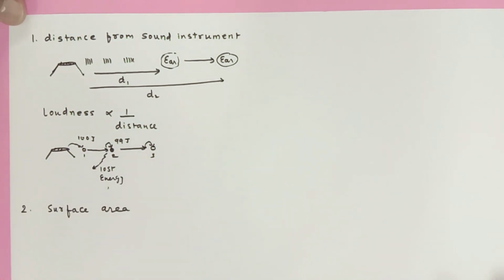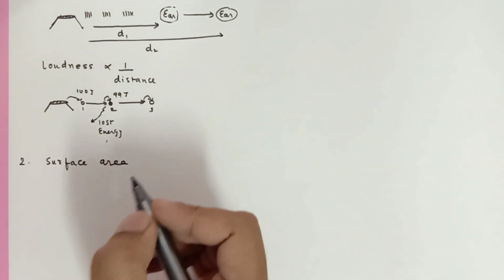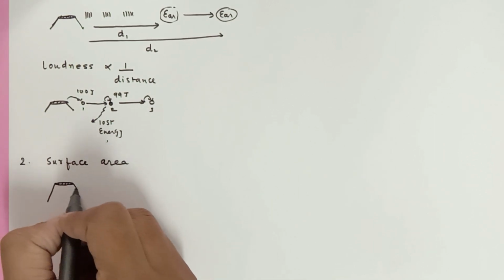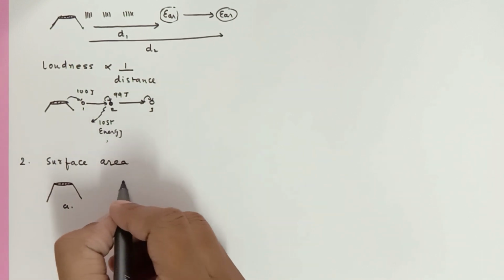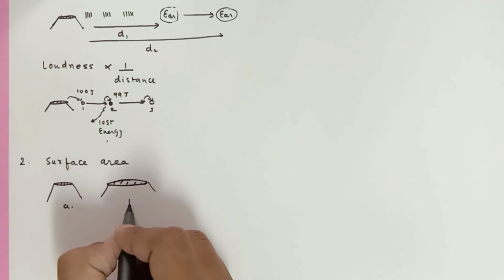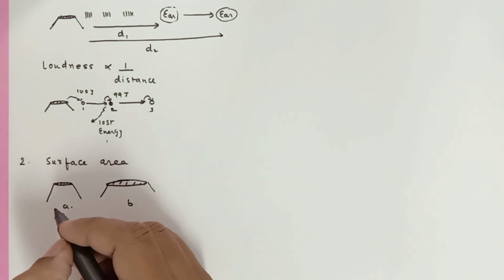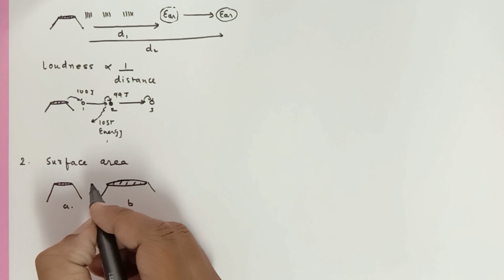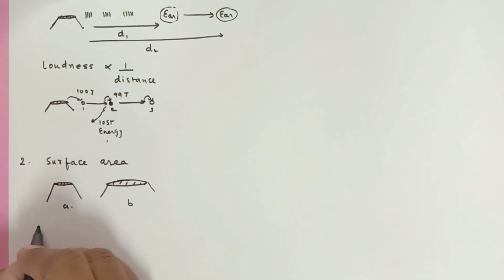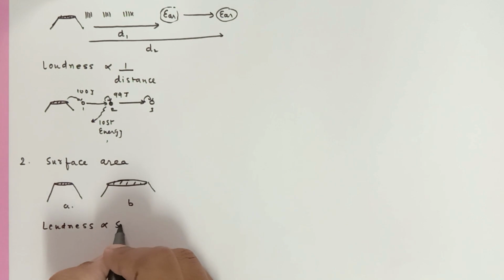Now the second thing is the surface area. If you have two drums that are percussion instruments, percussion instrument means having a membrane. Now this is drum 1 having smaller area, let's call this drum A, and then you have another drum which has got more surface area, let's call this drum B. If you hit this drum and this drum with the same amount of force, the sound produced from here will be less loud, here it will be more loud. So here we can say that loudness is directly proportional to surface area.